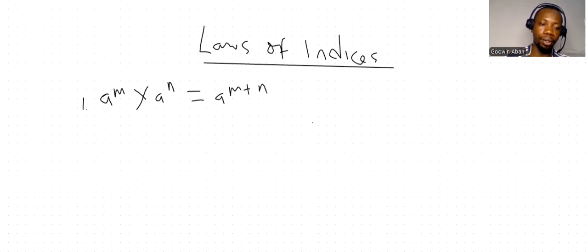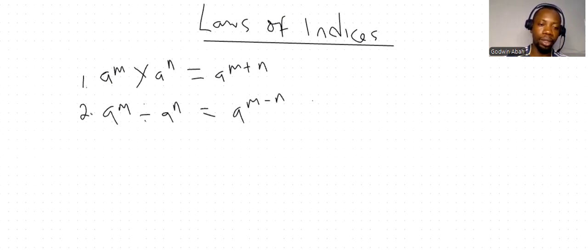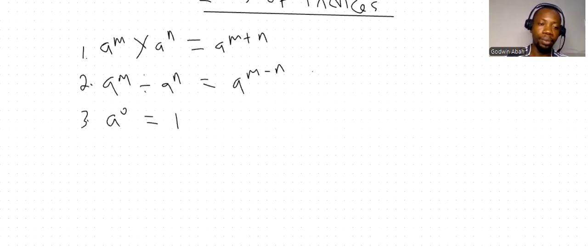The second is the division law, which is a index m divided by a index n. This is equal to a index m minus n. Then we talked about the zero power law, which is a index 0 is equal to 1. So anything raised to the power of 0 is 1. Then the last is the reciprocal law, where a index minus m is equal to 1 over a index m. So these were the laws we looked at in the previous video.